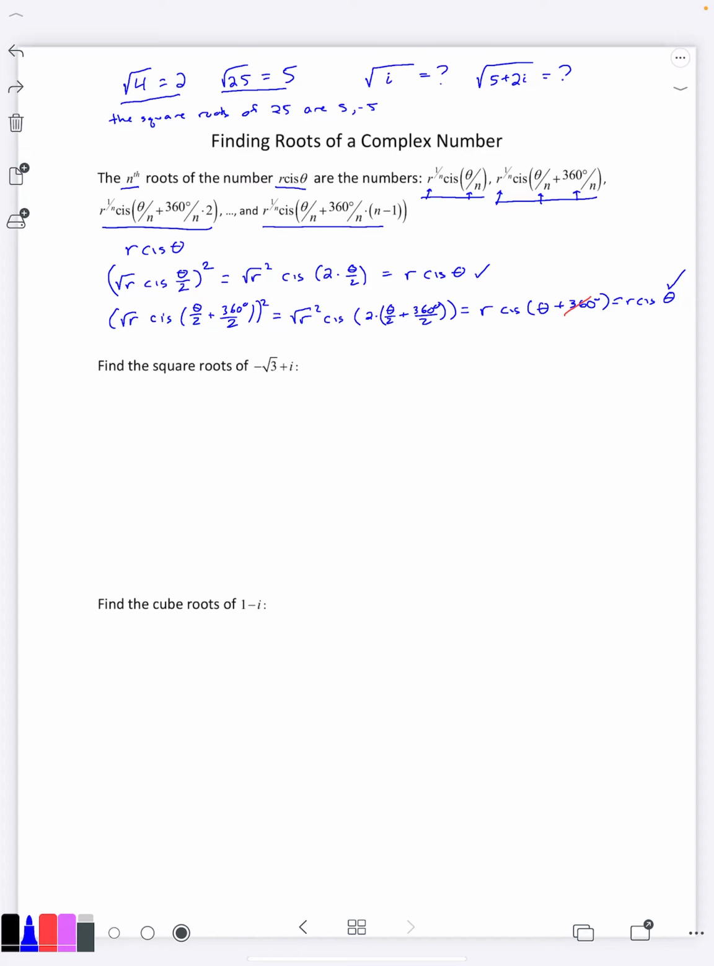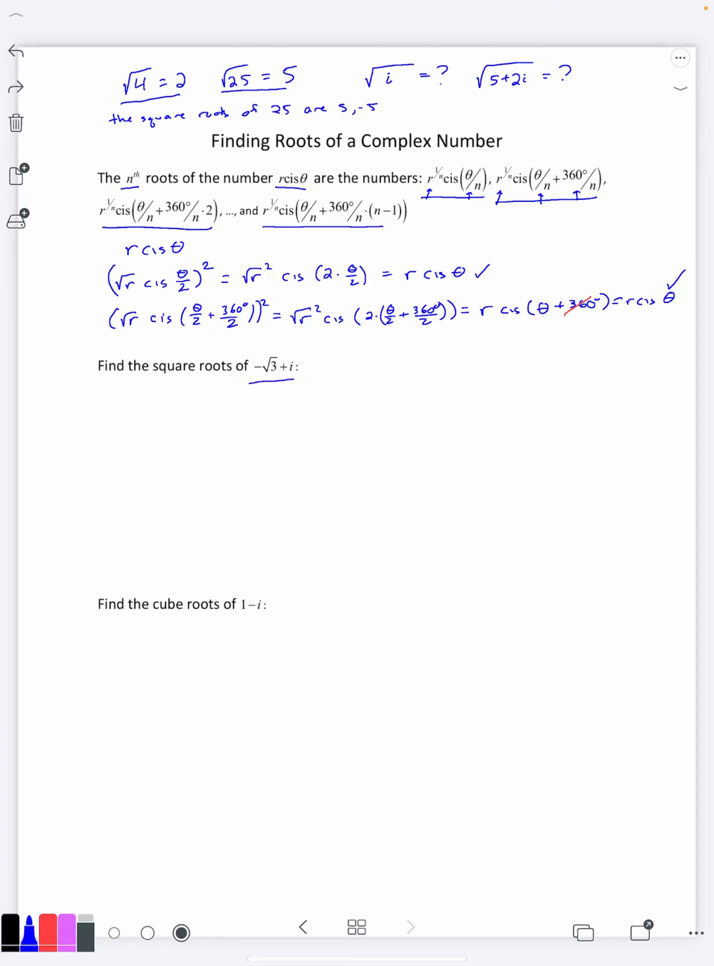So that's a lot of theory here. Let's do a couple of specific examples and you can see how this works. I do want to point out, once again, that we're going to give you the problem in standard form, but you can't do any of the work until you convert to trigonometric form. So we have the negative square root 3 plus i.